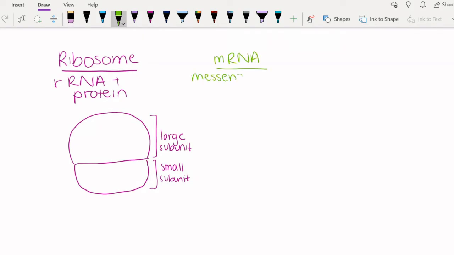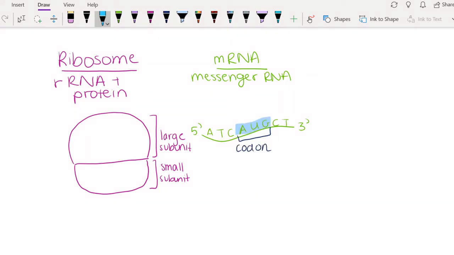Of course, mRNA is also important. mRNA is read in sets of 3 nitrogenous bases called codons. Each codon codes for a specific amino acid.